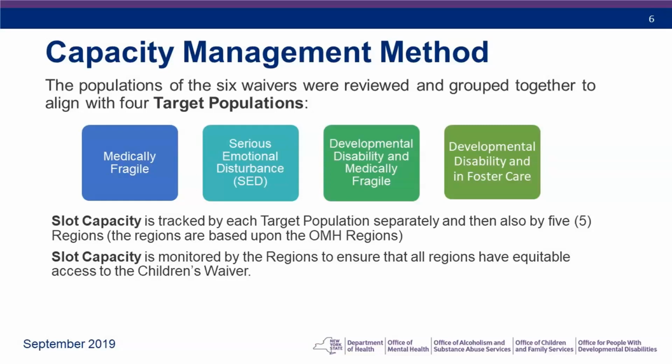Capacity management is managing the slots by tracking the target population separately, as well as 5 regions throughout the state. We're utilizing the OMH regions. There is a slide that breaks down those regions and tells you which counties are in each region. Our goal with slot capacity is to monitor the enrollment of children in the waiver, to give out information about their specific target population and also their region, so that we know throughout the state that there's equal access to the children's waiver.